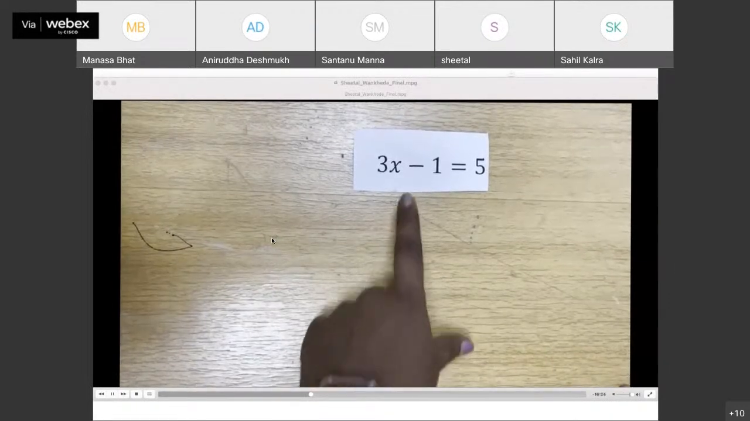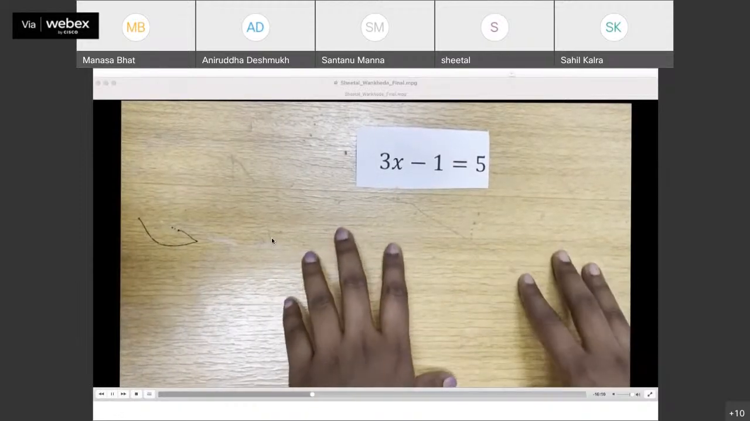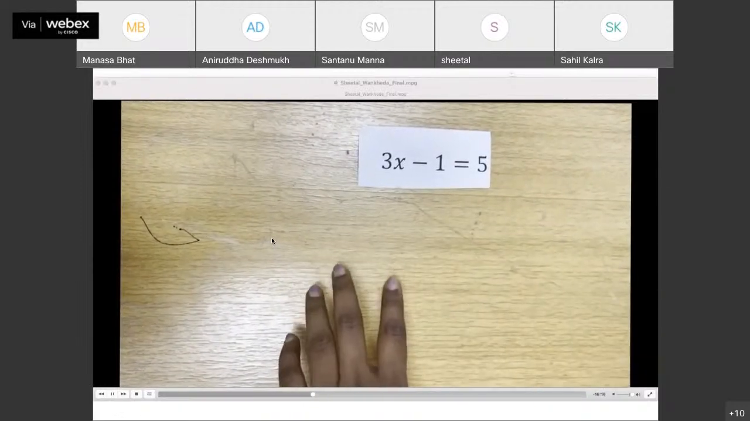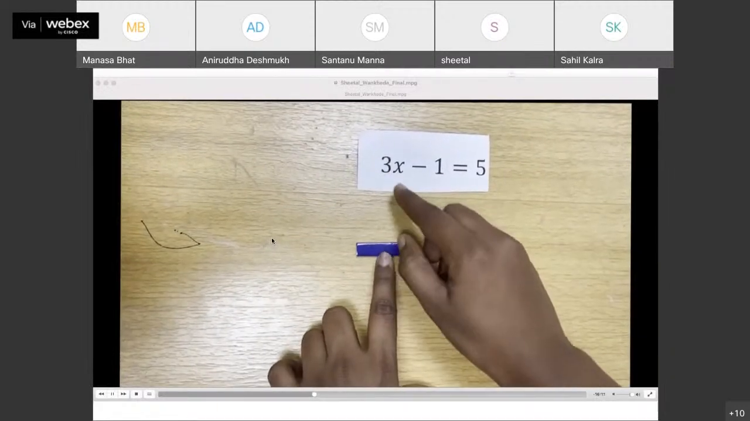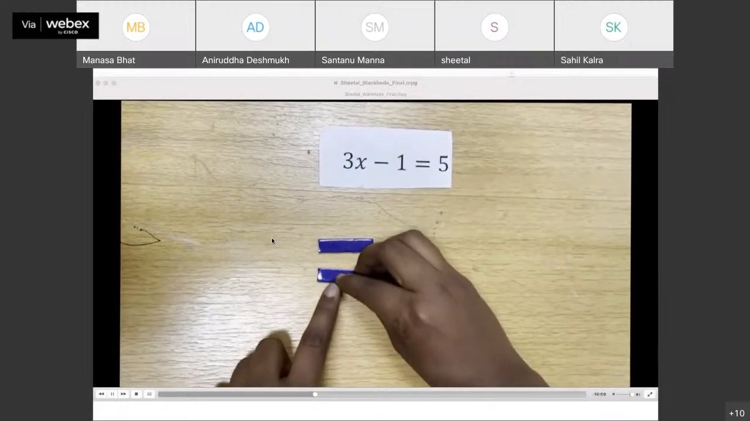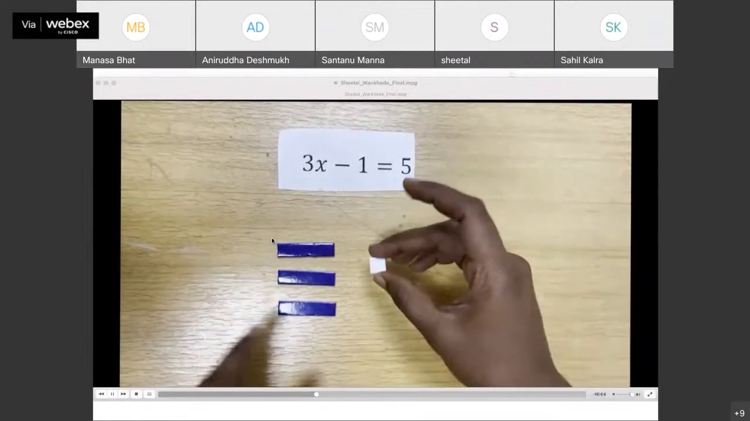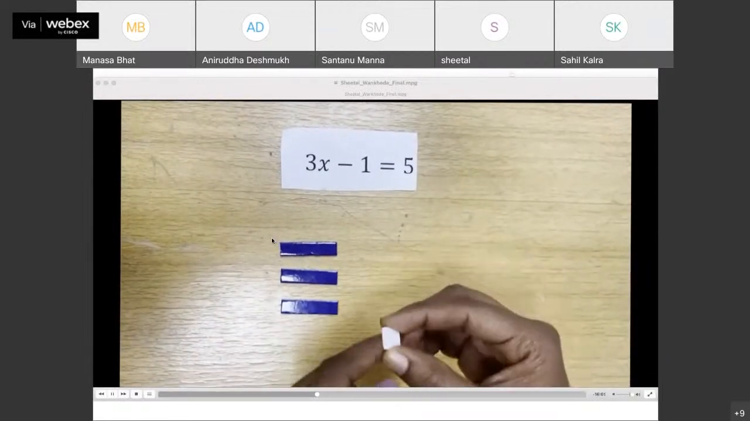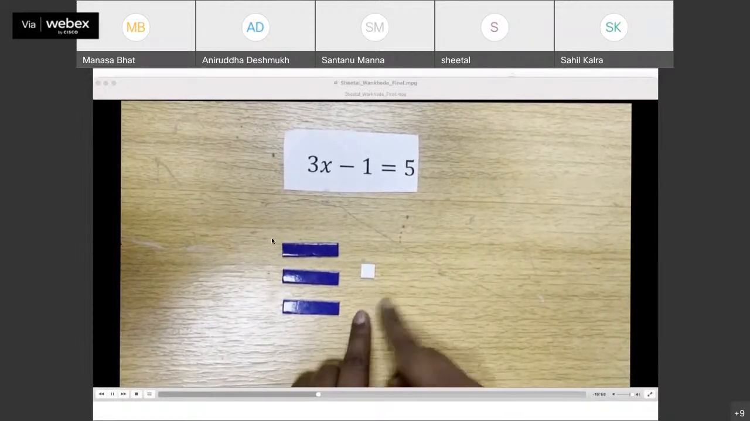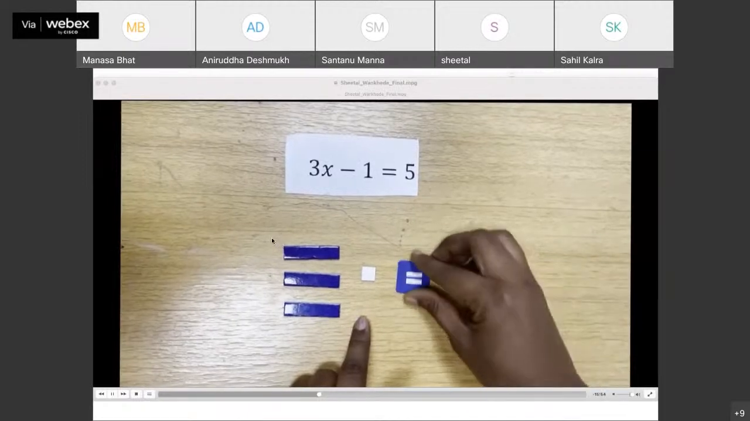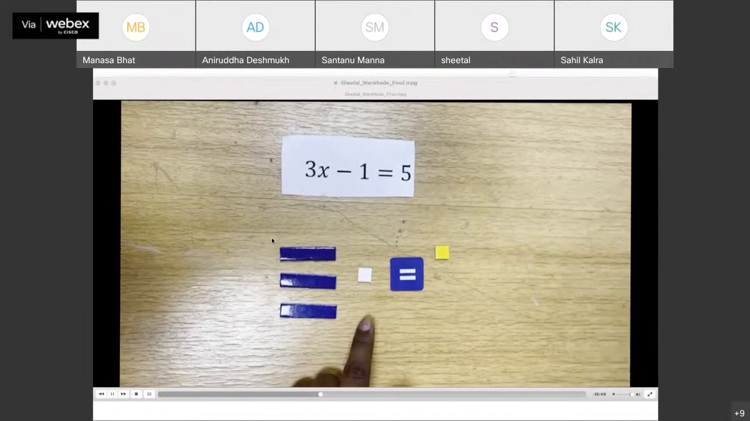Now we are going to find the value of this variable x for this equation 3x minus 1 equal to 5. So first we are going to compute this equation in our model. So we have this x tiles. So first we are going to compute our 3x. So 3 times of x. So this is your 3x and minus 1. So this white side represent minus. So this is positive 1, this is negative 1. So this become your 3x minus 1 equals to 5. That means 5 times we need 1.